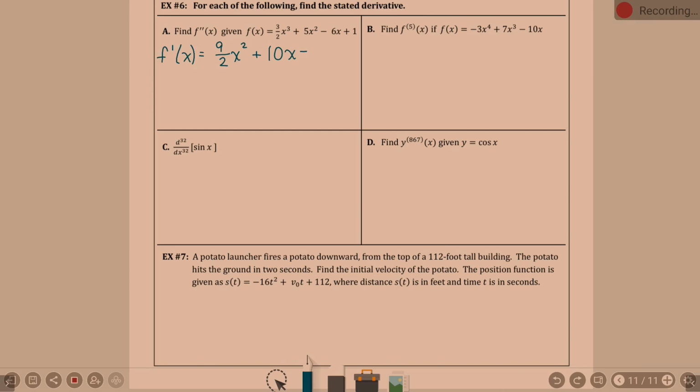Okay. Now, we don't stop there because they asked me to find the second derivative. So go another step. It's that easy. On this one, this equals just 9x plus 10. Notice each time, in a polynomial setting like this, the derivative gets shorter each time, doesn't it? Okay. So, we're going to go ahead and do B real quick.